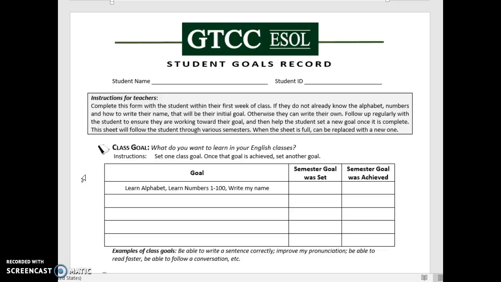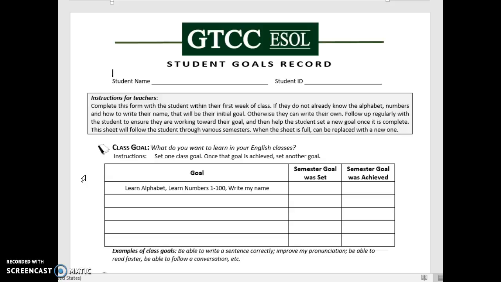The purpose of the Student Goals Record is to help students set goals that they want to achieve both in the class and outside of the class, and allow us to help them and to tailor the instruction to allow them to achieve their specific goals. So in this form there are 4 parts that you will be filling out.